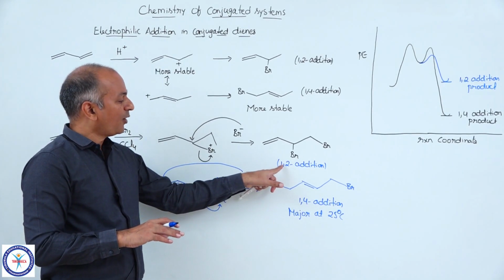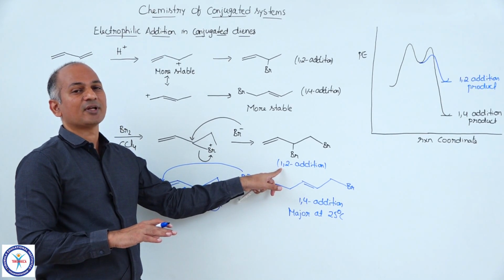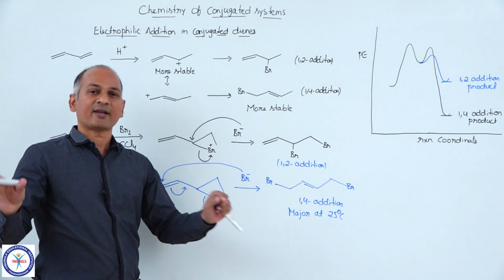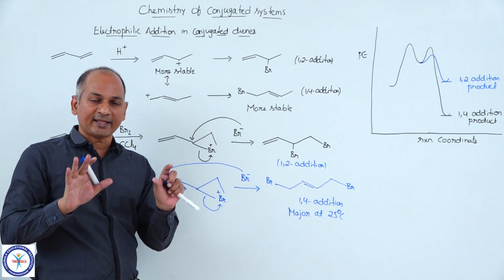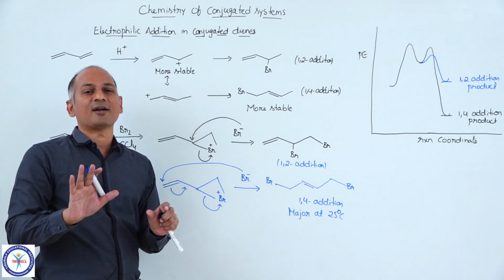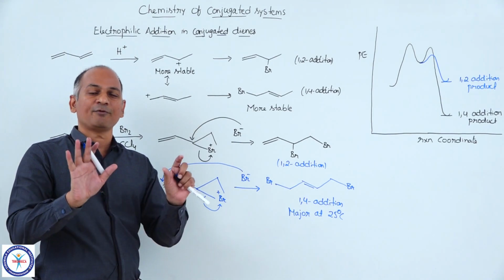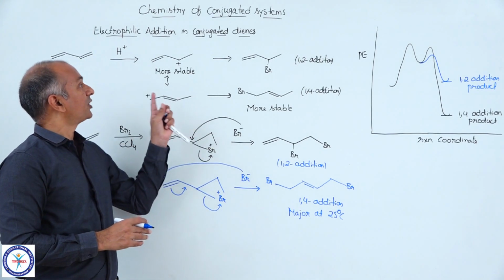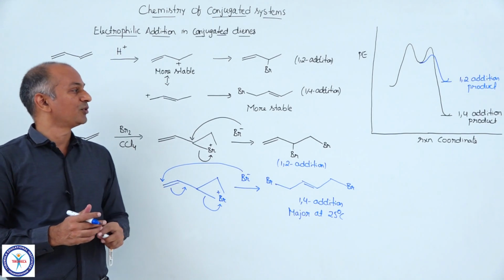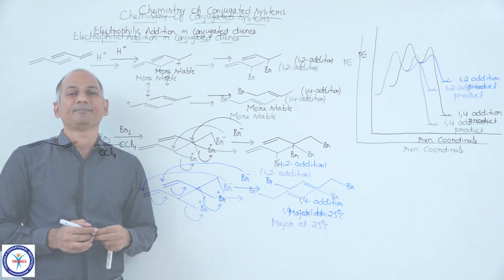So if you want to get the 1,2 addition product as the major product, then you have to go to sub-zero temperatures, and that is lower temperature. So for all the reactions, if in the exam the examiner does not mention the temperature, all of you go for 1,4 addition. Okay. So this is all about electrophilic addition to conjugated systems.